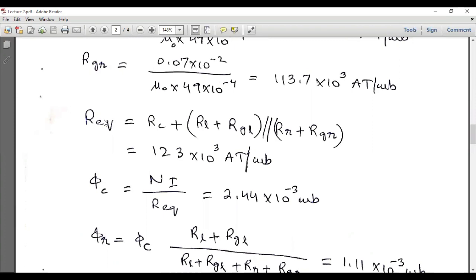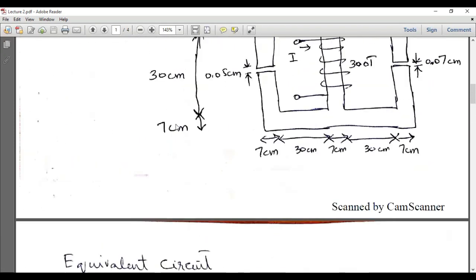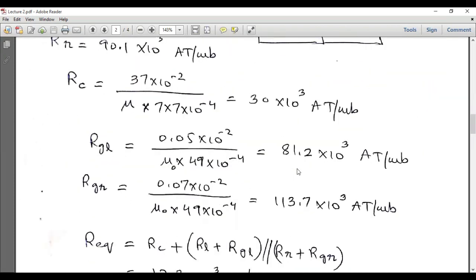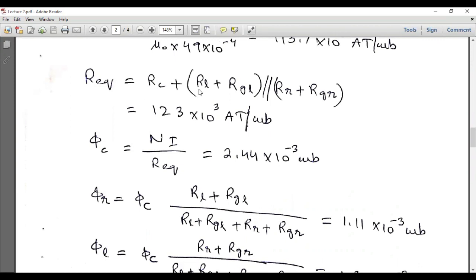Then we will calculate the equivalent reluctance, and since our source is present at the central branch, the reluctance will be calculated accordingly, assuming that the flux leaves from this branch and is divided into the left and the right branches. So this branch and this branch are connected in parallel, and their combination is connected in series with the central branch. So the equivalent reluctance will be equal to RC plus RL plus RGL parallel with RR plus RGR. So this is the equivalent reluctance.